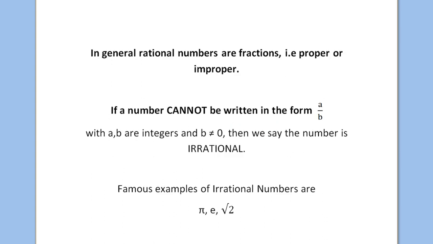In general, rational numbers are fractions, i.e. proper or improper. If a number cannot be written in the form a over b, with a and b integers, b non-zero, then we say the number is irrational. So a number will either be rational or irrational. Famous examples of irrational numbers are pi, e, and root 2.